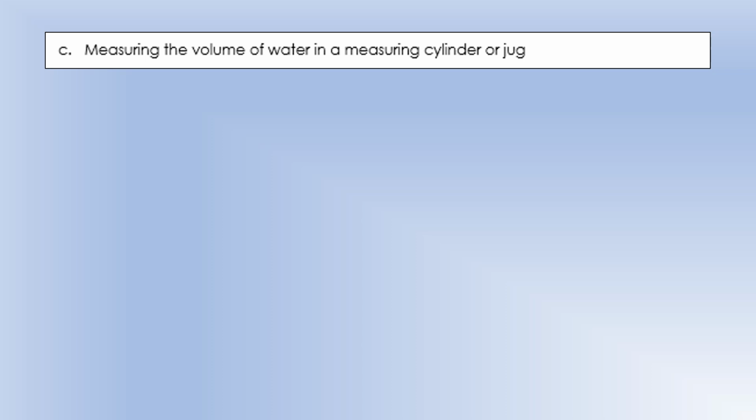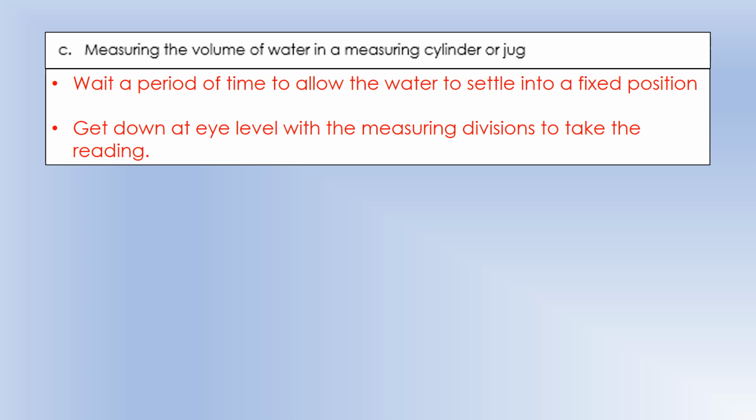Measuring the volume of water in a measuring cylinder or a jug. First of all, I would wait a period of time to make sure the water has settled and it's not sloshing around. And then the key thing is you get down at eye level with the measuring divisions that are usually on the side of the cylinder or the jug to take the reading.